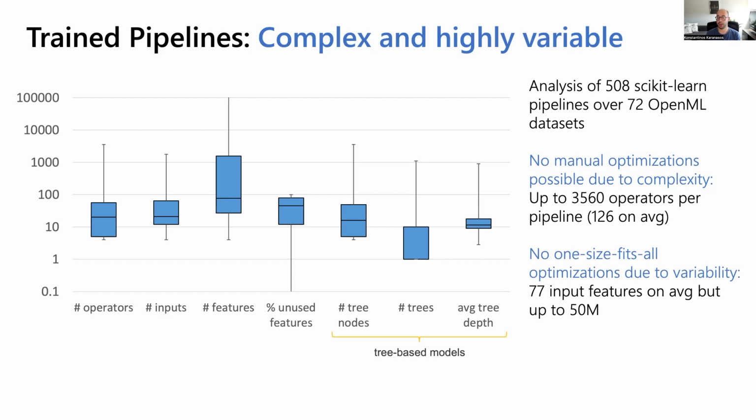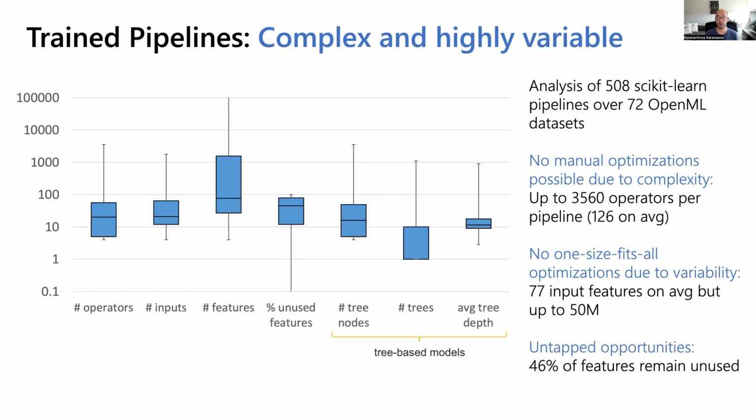Second, we cannot have a one-size-fits-all optimization because these models vary widely. So we can have some models that have on average 77 input features, but there are models that have more than 50 million input features. So one could think that we could translate everything to SQL, but with this many input features, no reasonable SQL query could be efficient. And third, we identified various untapped opportunities.